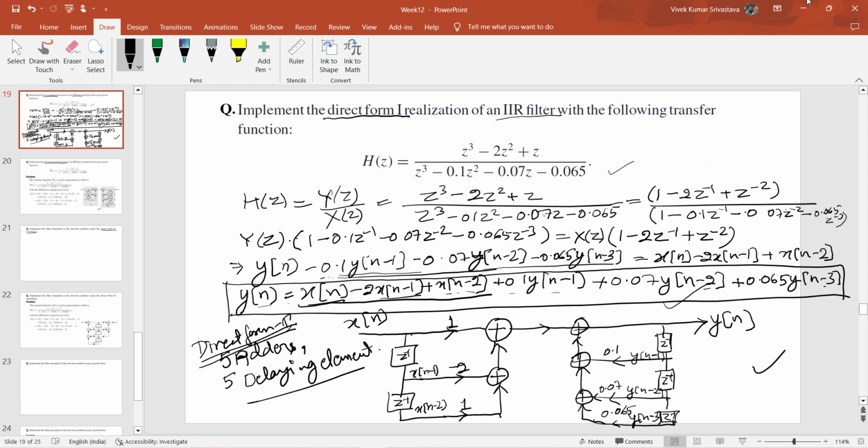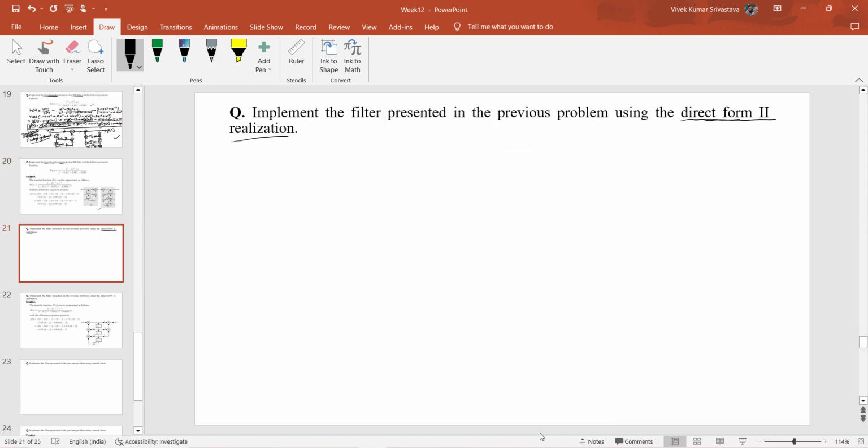Okay, so for that what we have to do, we have to just interchange these two branches. Like here the output branch is basically present at the output of this filter. Okay, and the input part, that is x of n, x of n minus 1, x of n minus 2, is present at the input side. So now what we will do, we will interchange this branch with this, and vice versa. Okay, so as to get the direct form 2 kind of realization, so that we will do here.